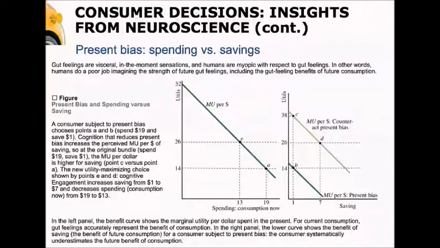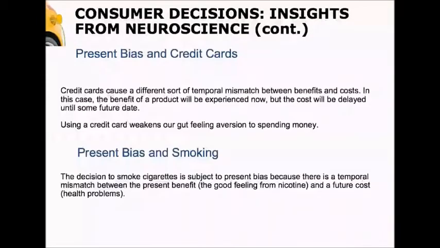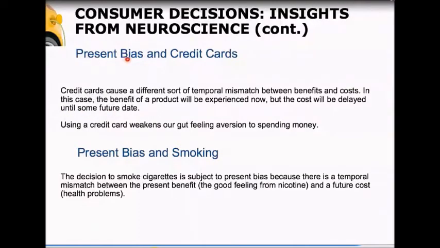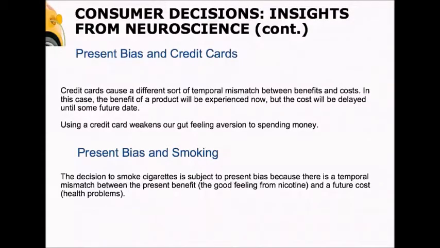So people who are able to think into the future better tend to save more. How does present bias show up in everyday behavior? Well, let's look at credit cards. What do credit cards do? Credit cards allow you to get the current benefits right now, and the good gut feelings right now, and put the costs off to the future. So if you have the present bias, then you will spend more because you have credit cards. And this temporal mismatch between benefits and costs is made worse by the use of credit cards.